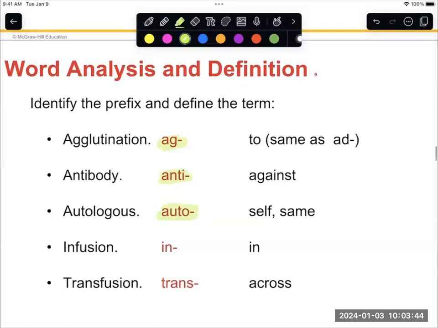Infusion, our prefix is in, which also means in, which is introduction intravenously of a substance other than blood. And then we have transfusion. That prefix is trans, which means across. So the transfer of blood or a blood component from a donor to a recipient.